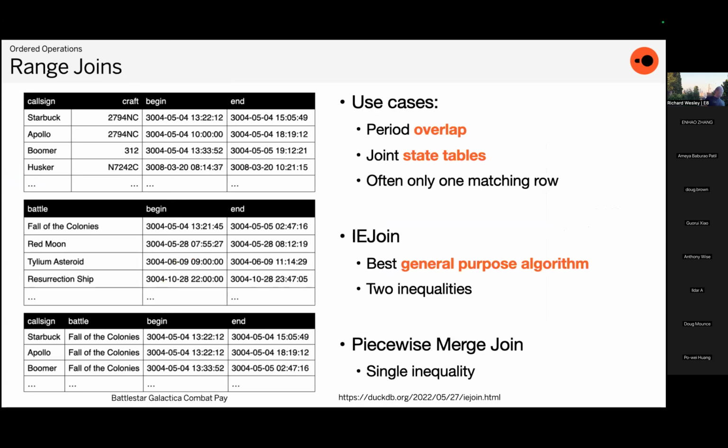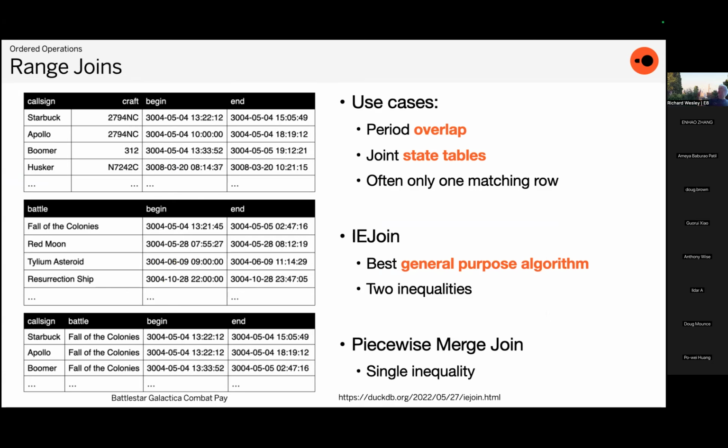So what kind of things can we use this for? Well, one that I find a lot of databases don't do very well is range joins. And this is where you have an inequality. The use cases for this are like you want to join two tables together where you have overlapping ranges. And often the ranges are disjoint, so you'll only match one row. And if you've done temporal analytics, it'll be like a joint state table.